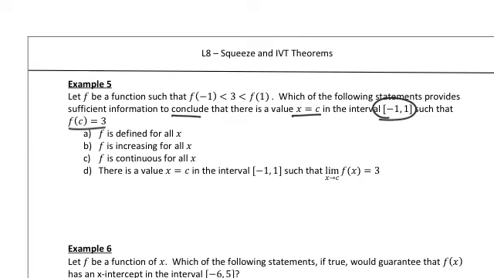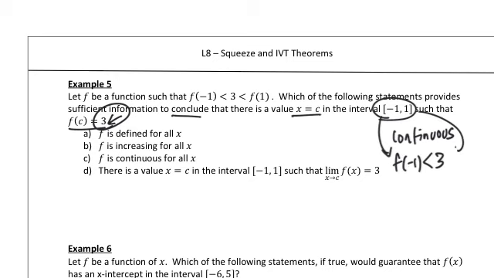So we need two conditions for the IVT. The first one is continuity, and the second one is that the y value we're looking for is between the y values at the two ends of the interval, right? We've been given this condition already in the question. So the other thing we're going to need is that f is continuous. So it would be answer choice C.